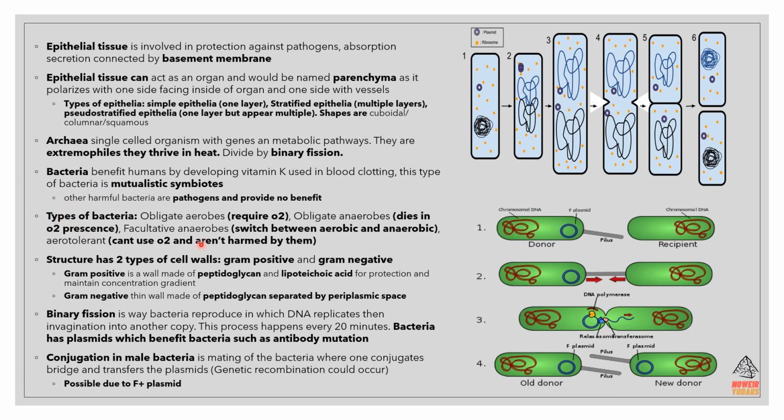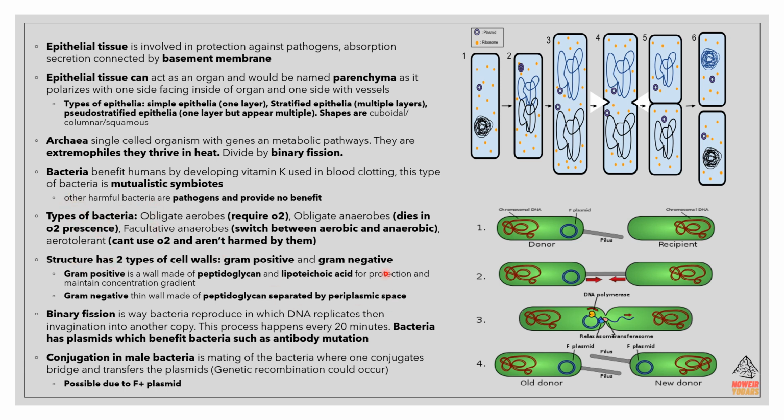So, types of bacteria. You've got four types of bacteria. You've got obligate aerobes, which require O2, oxygen. So aerobe, oxygen. Obligate anaerobes die in the presence of oxygen. Facultative anaerobes switch between aerobic and anaerobic. And aerotolerant ones can't use oxygen and aren't harmed by it, they're just neutral.